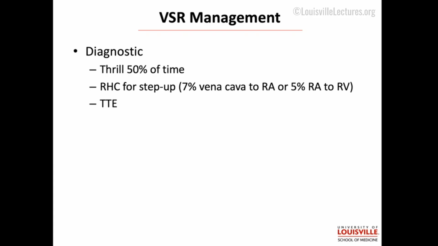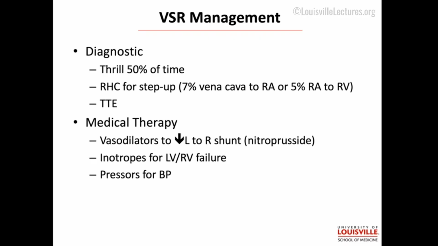If you see a difference of 7% from the vena cava to the right atrium or 5% from right atrium to RV, that is characteristic of some communication left to right. In that woman who I showed you the picture of, her step up was like 25% because she had so much blood coming from the left to the right. And echo, again, is going to be your diagnosis.